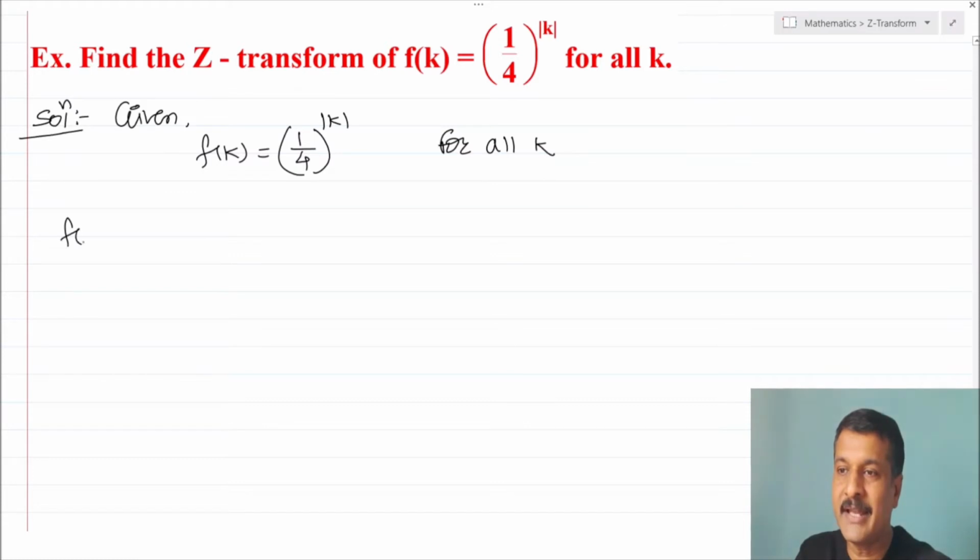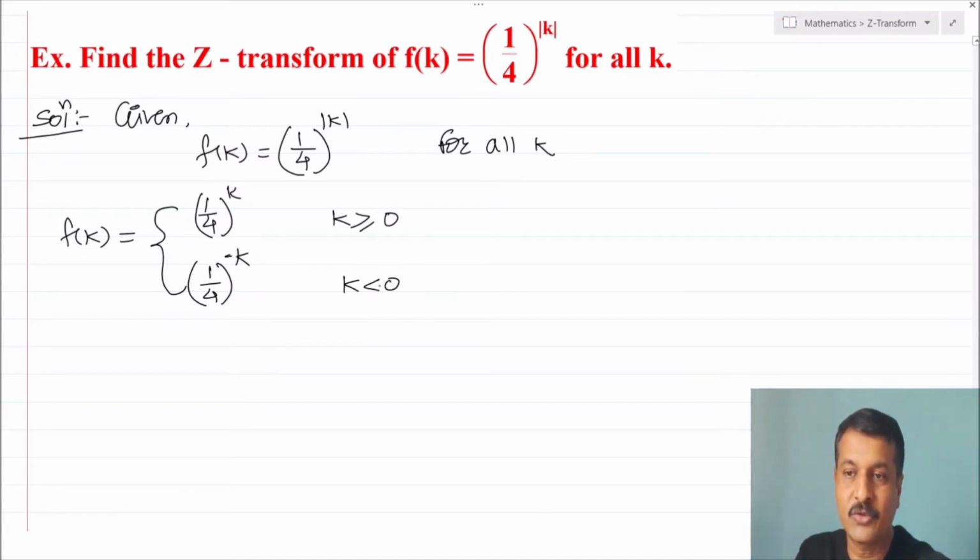So the same thing I can write as (1/4) raised to k if k is positive, and (1/4) raised to minus k when k is negative. Note the case: if k itself is negative, then the power is minus k, because with mod k we are always taking a positive value. If negative, negative, negative, it becomes positive. And this is very simple by using the table of Z transform.